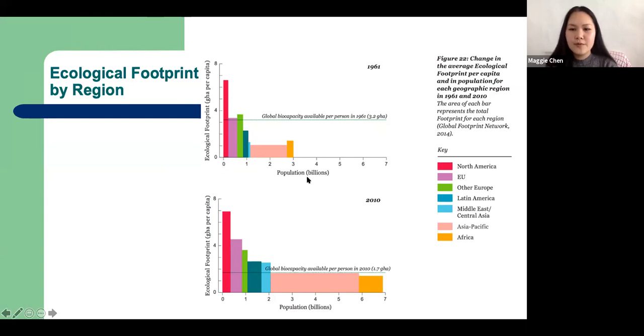Moving forward in time to 2010, it hasn't really changed that much. For North America, it's still less than 500 million people, but they're now getting closer to that 7 global hectares per capita. So the resource consumption for North America has gone up, but compared to the rest of the world, the population size has grown, but not much. There's still a small amount of people using a lot of resources within North America.